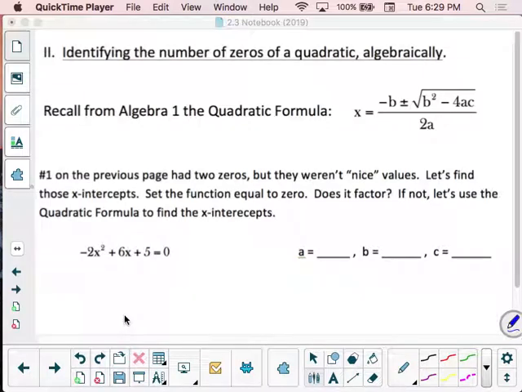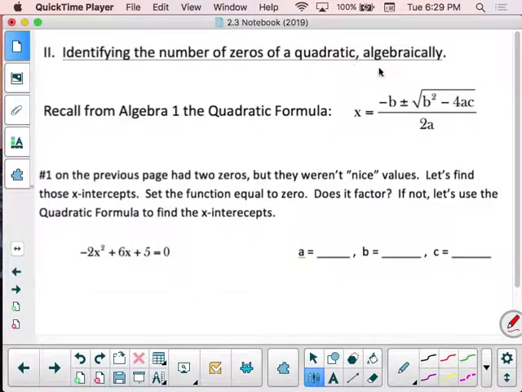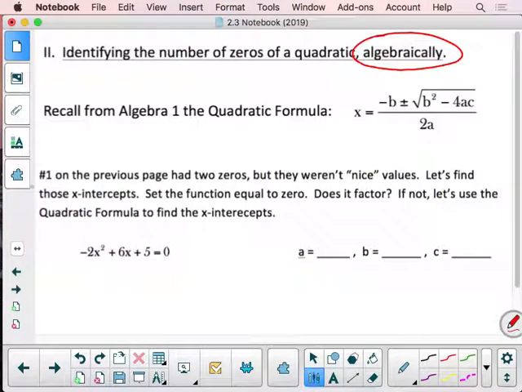This is the real meat and potatoes of this particular lesson. So pay attention in this and you should be ready to rock and roll. Okay, we're going to dive in here. We want to identify the number of zeros algebraically. We're going to use nothing but our number crunching abilities to find the number of possible zeros.